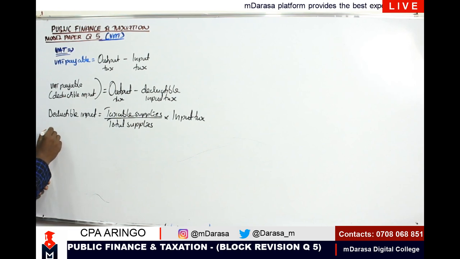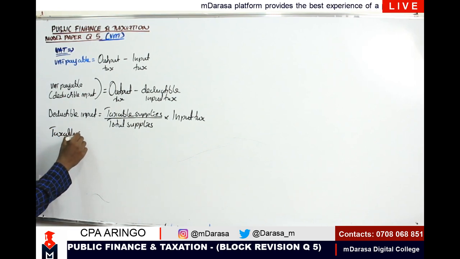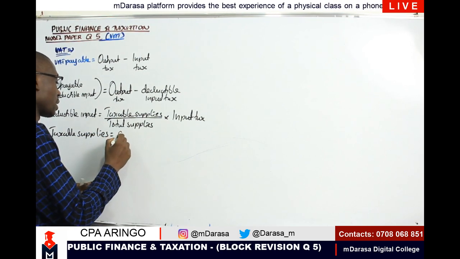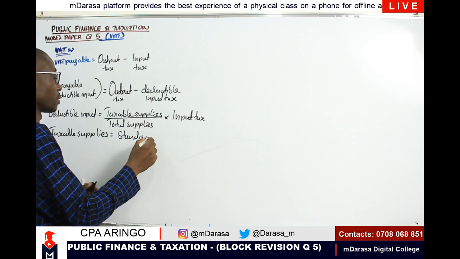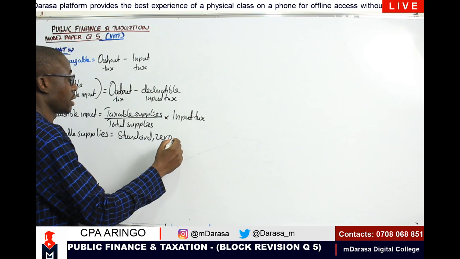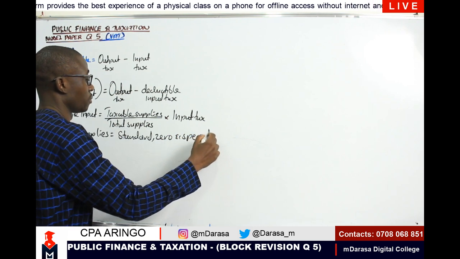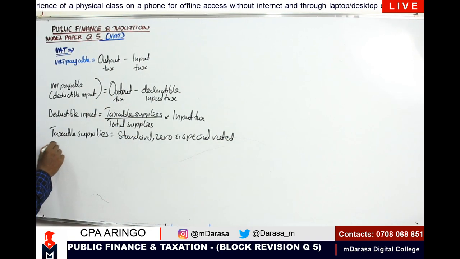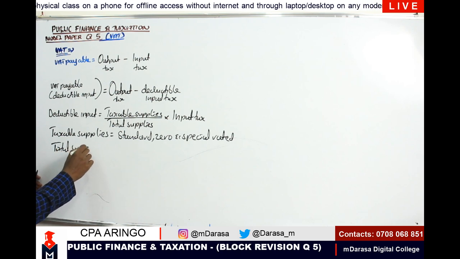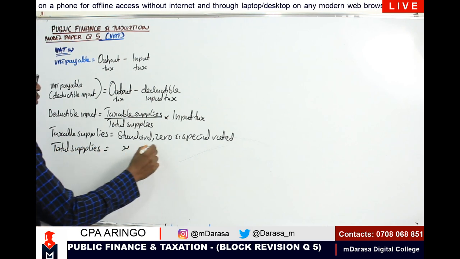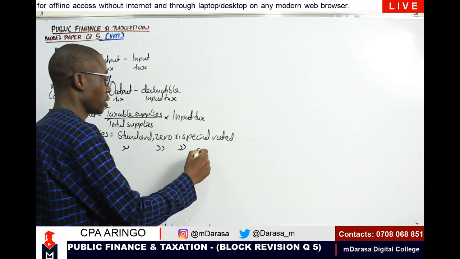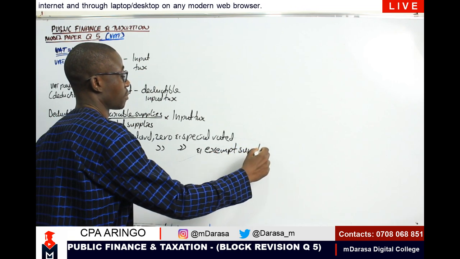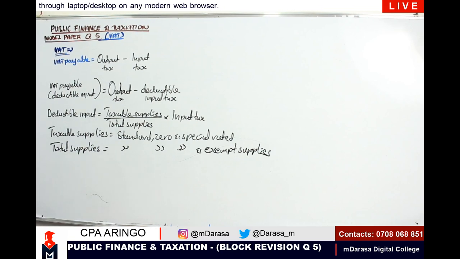Whereas taxable supplies will comprise of the following: standard rated, zero rated, and special rate supplies. What about our total supplies? Total supplies will comprise of all these, in addition to exempt supplies. So that is what will constitute our total supplies.